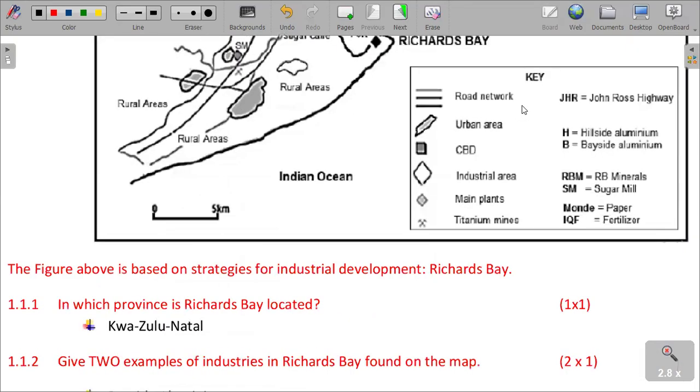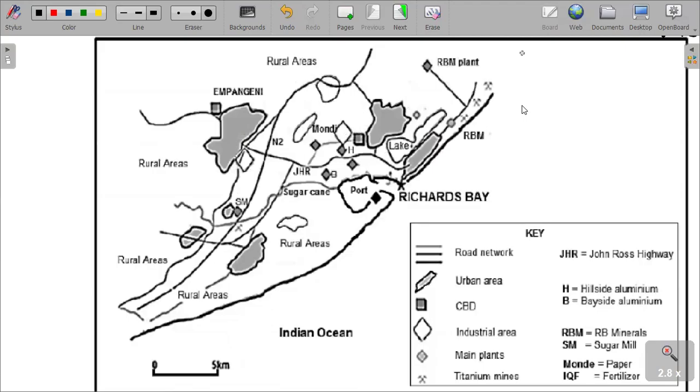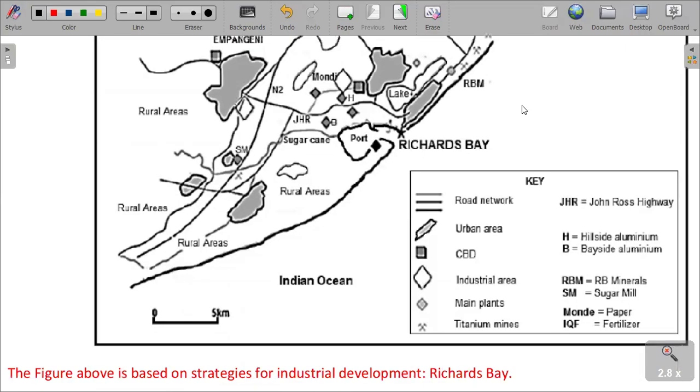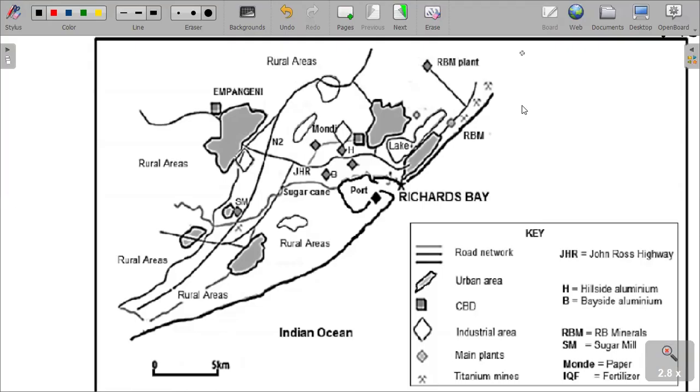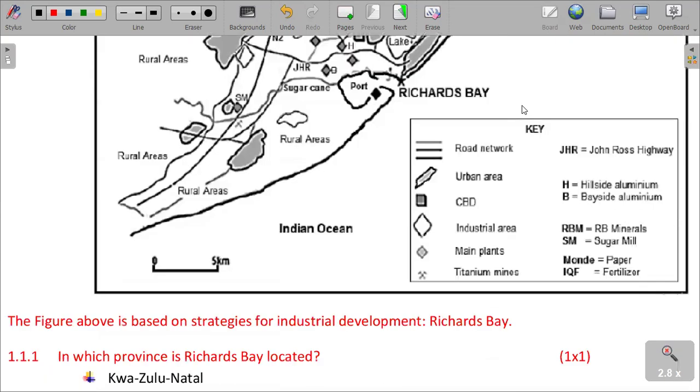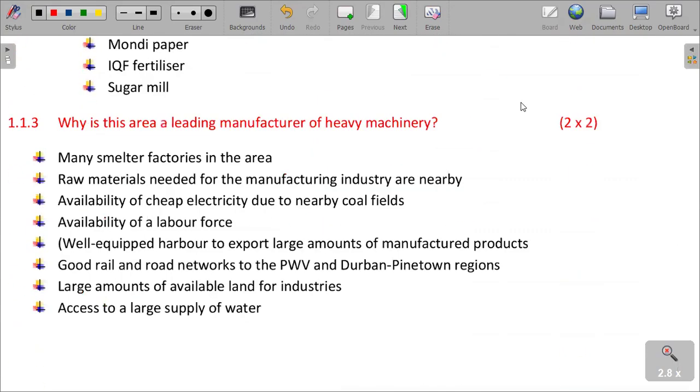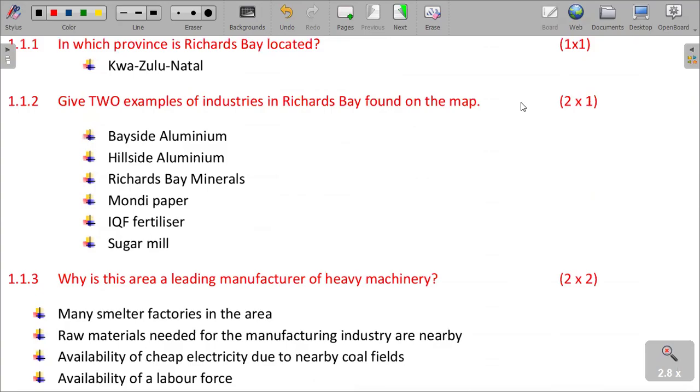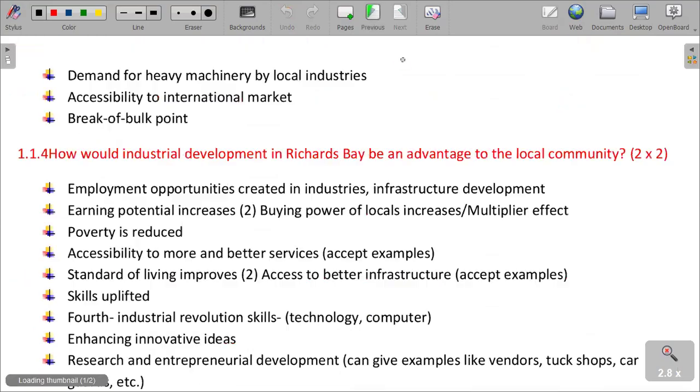So we are given the map, where we are given the various industries, the road network, the urban profile, everything that is given there with regards to various industries that are taking place around Richards Bay and other surrounding areas. So you'll be given a map like this one, and then you are asked questions that relate to that map. I have worked answers to them that we are going to quickly discuss together.